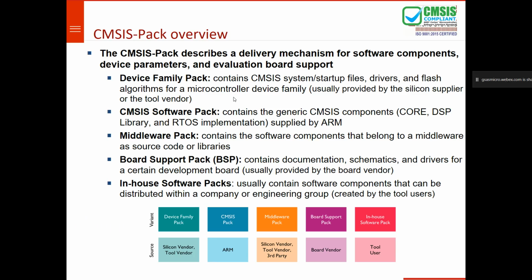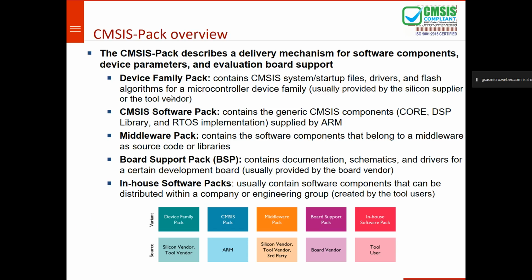What is this device family pack? It has to be given by the semiconductor vendor only. This has CMSIS files, that is, the startup file, drivers, peripheral drivers, and the flash programming algorithm. The device you have selected has on-chip flash, so the flash programming algorithm for it, a device specific header file, and a system initialization file are all part of this device family pack. To help you get started with the device, whatever you require is given as part of the DFP, and this has to be given by the semiconductor vendor.